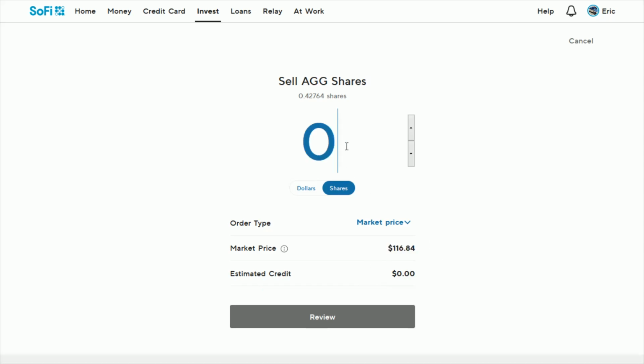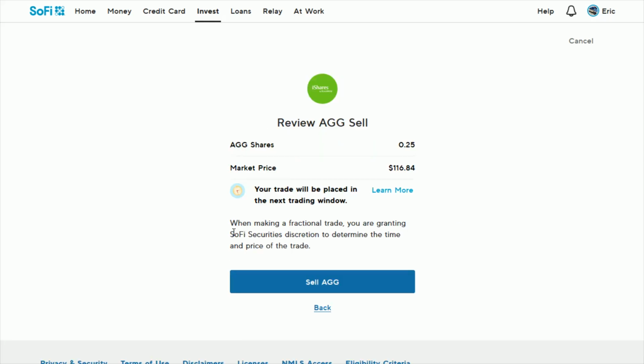Whereas if you're selling fractional shares like 0.25 shares, for instance, it's giving me an estimated amount as to how much this will be selling for. But when I click the review option, again, it's giving me a similar message here where since we're selling fractional shares, we're going to be granting Sofi Securities discretion to determine the time and price that this trade will execute at. But I also said this earlier where if it's not a very volatile asset, especially something like an ETF and a bond ETF like AGG, I wouldn't expect the price to be all that much different from where it currently is when Sofi would eventually execute this trade for the fractional amount of shares.